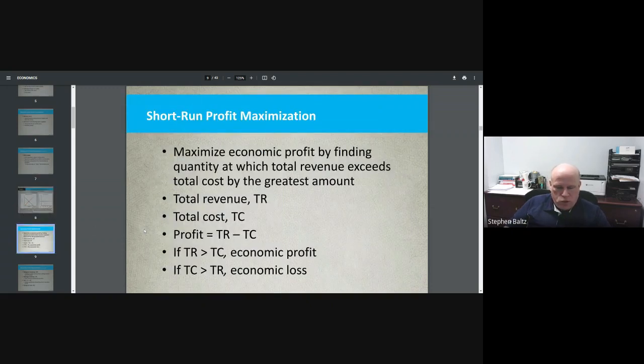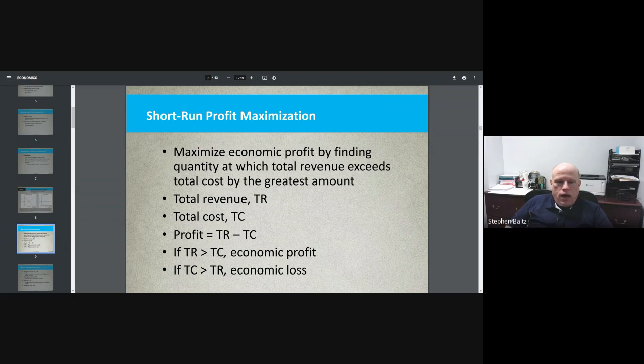Now, the next question, question 3, asked you to explain how a firm in perfect competition, in other words, a perfect competitor, maximizes economic profit. Well, in the short run, a firm in perfect competition is going to maximize profit by finding the quantity at which total revenue exceeds total cost by the greatest amount.